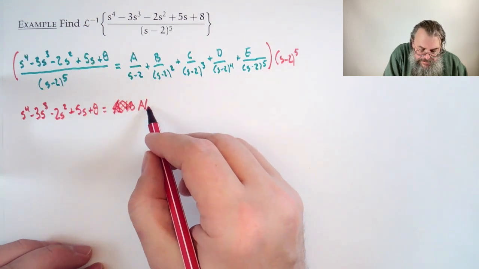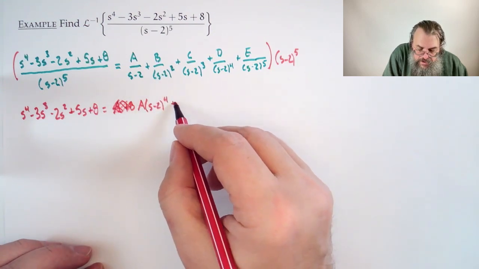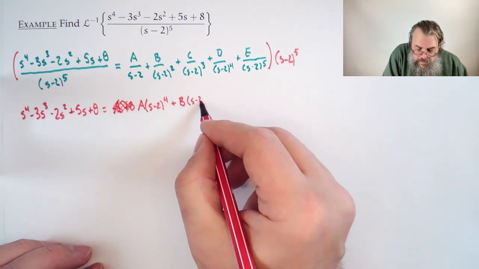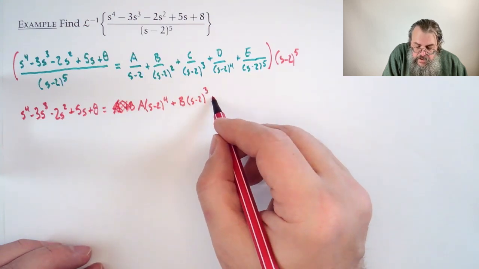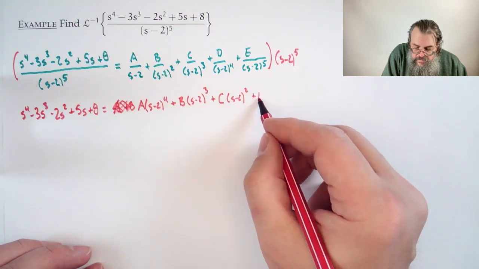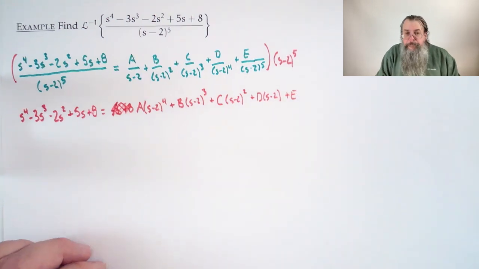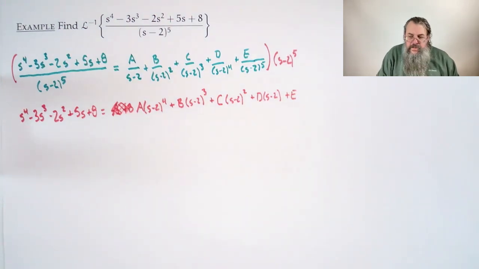No, I'm at this end, times (s minus 2) to the fourth, yep, that's right, plus b (s minus 2) to the third, plus c (s minus 2) squared, plus d (s minus 2), plus e. All right, there we go. Wonderful. Great. So now what do we do? Well, we look at this and say, we have a good choice, right? Yeah, we have a wonderful choice.